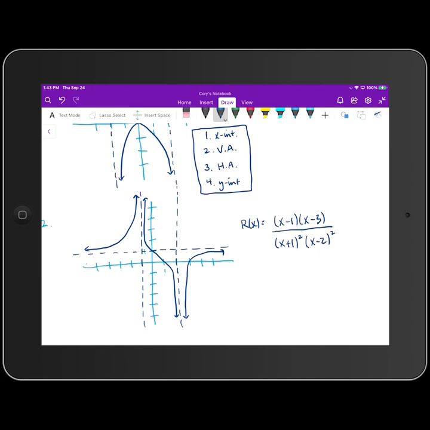Okay, so the third thing we want to check is the horizontal asymptote. So again, the fact that we have a horizontal asymptote at y is equal to 1 tells us 2 things. It tells us, number 1, that the degree of the numerator and the degree of the denominator have to be the same, which they're not here. The degree on top is going to be 2. The degree on bottom is going to be 4. And it also tells us that the ratio of the leading coefficients needs to be 1.